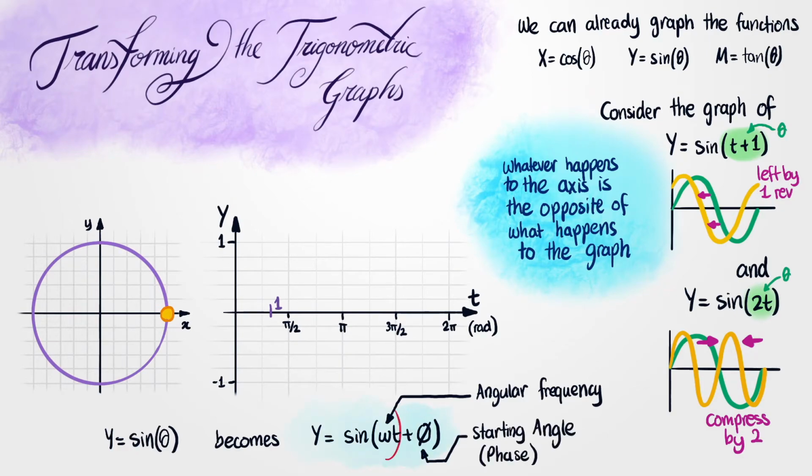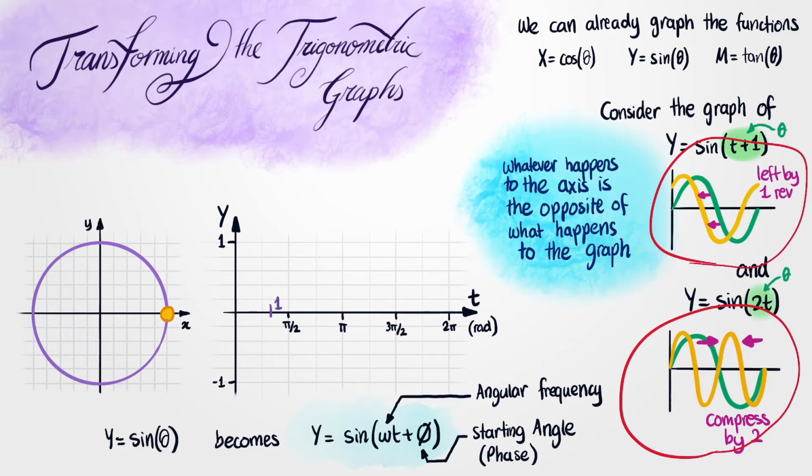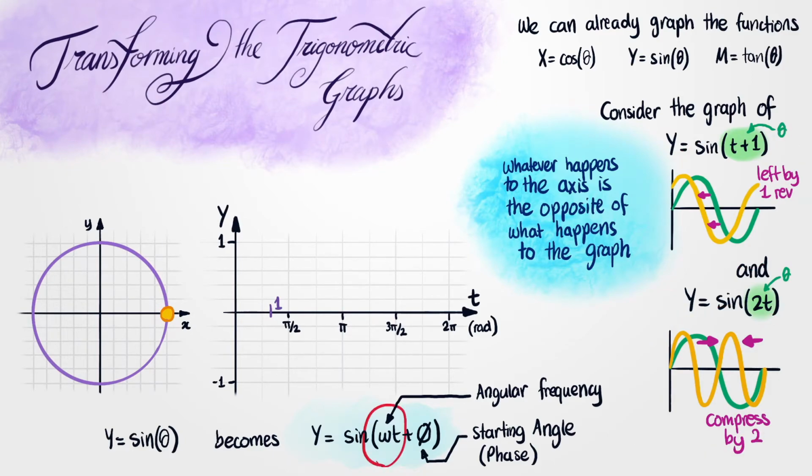Now omega does the same thing as this number 2 did over here. It just compresses the graph. And this value phi does the same thing that this 1 did over here. It just moves the graph either left or right. Now suppose you set omega to any number except 1 and phi to any number except 0. In these cases, you're going to both shift and stretch the graph at the same time. Now in this case, you're going to stretch the axis by omega and move it to the right by phi. But we wonder what effect this has on the graph.